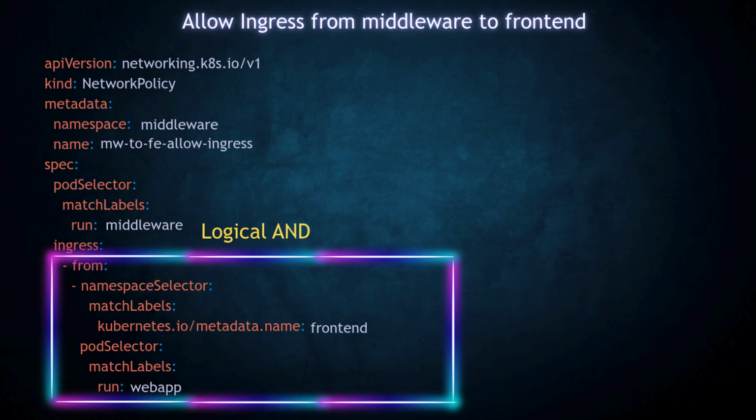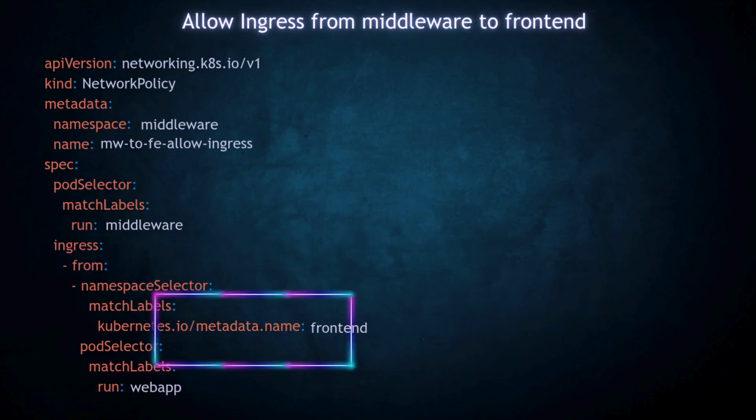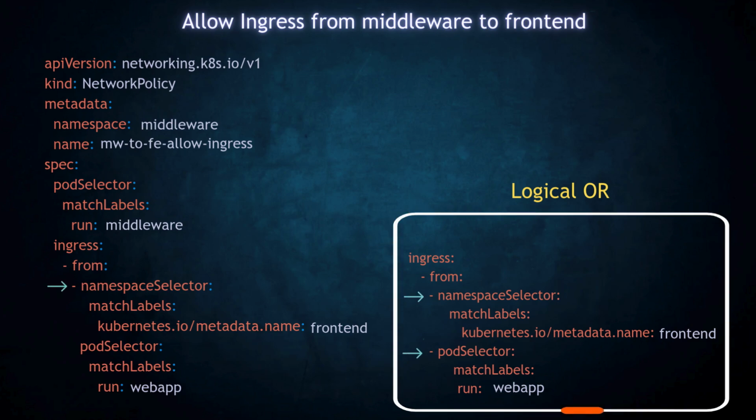If you placed them under separate dashes, it would create a logical OR condition, opening up traffic from any pod in the front-end namespace or any pod named web app in any namespace. So always double check your rules. A small typo could result in an entirely undesired network configuration.